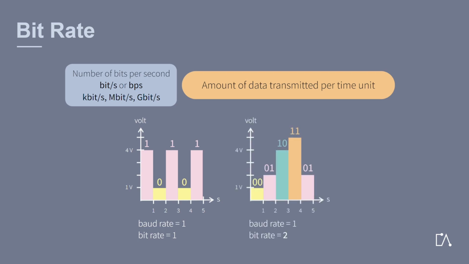In this diagram, the baud rate is still 1. However, 2 bits are now transmitted per second. Therefore, the bitrate is 2. In order to be able to represent the 4 different possible binary numbers, you also need 4 signal levels.